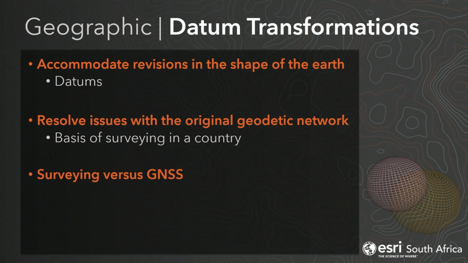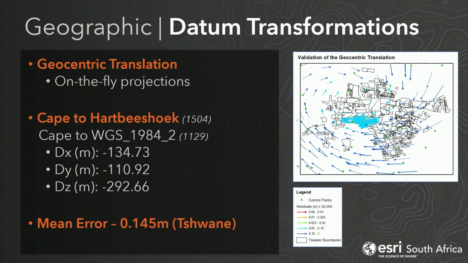And this has all come of age with concepts such as GNSS or GPS, where we now can use a system that works autonomously, or without taking into account the issues of the Earth's surface, etc., and trig beacons and things. So the one approach is, and this we use when we do on-the-fly projections, the ArcGIS technology does this, is it takes the Cape datum, it takes the WGS datum, it takes the Hartebeesthoek datum, and we use a transformation called Cape to Hartebeesthoek, and you'll see it does a movement in X, Y, and Z, and it's about 0.14 of a meter, so 14 centimeters accuracy.